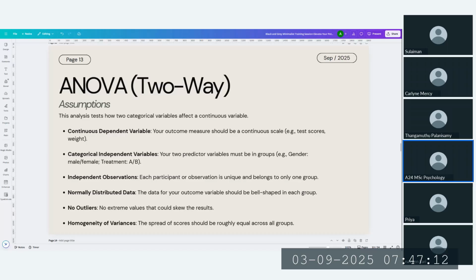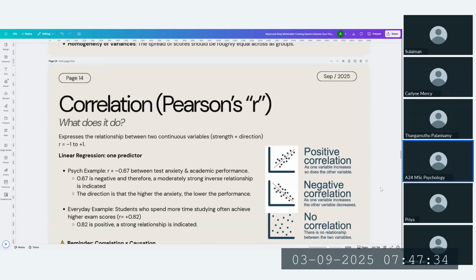And the spread of scores should be roughly equal across all groups. We discussed this earlier. Data should be more or less homogeneous. You cannot take people with entirely different characteristics, which you already know are entirely different, and try and compare them. Apples to apples, oranges to oranges, right? So this is how ANOVA works. Are we clear on ANOVA? Any questions?